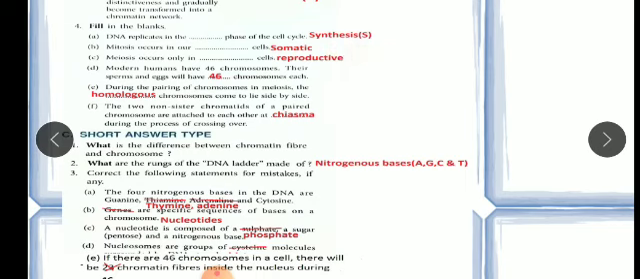Okay. Now mitosis occurs in our somatic cells. Somatic means body cells. Now meiosis occurs in our reproductive cells, ovaries and testes. Now D part: modern humans have 46 chromosomes, 23 pairs each. Their sperms and eggs will have dash chromosomes each.